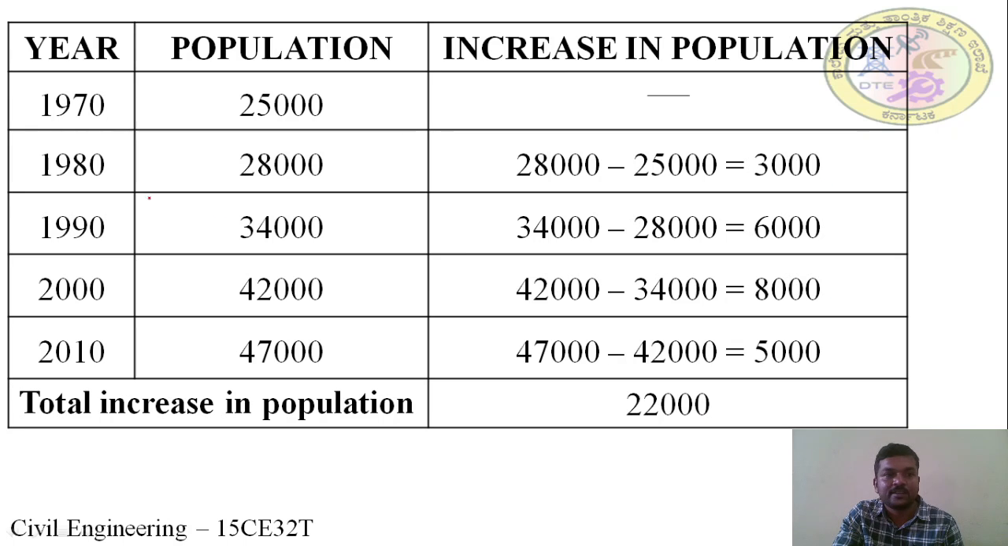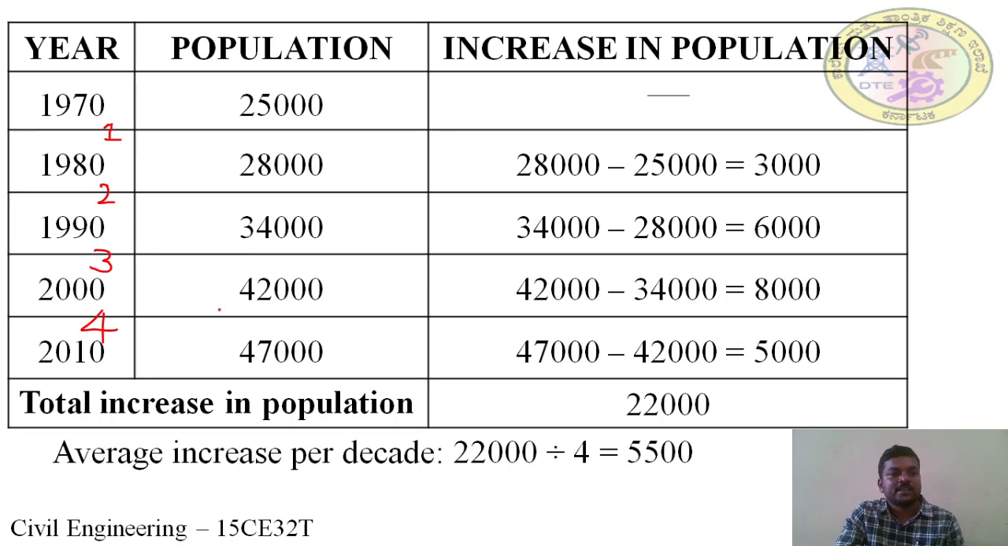So here 1980 minus 1970 is equal to 10 years, that is 1 decade. 1990 minus 1980 is the second decade. 2000 minus 1990 is the third decade. 2010 minus 2000 is the fourth decade. So the average increase per decade is equal to 22,000 divided by 4, that is equal to 5,500.